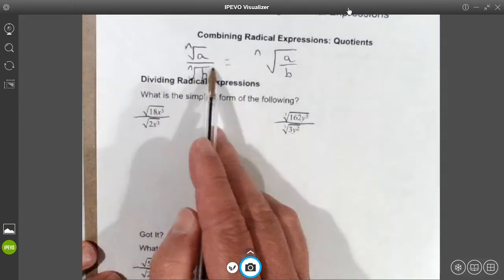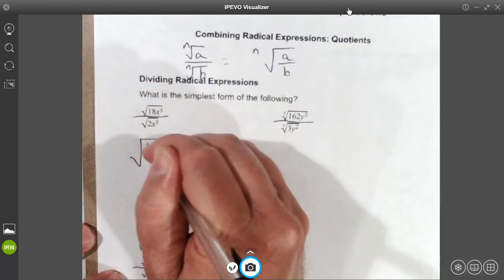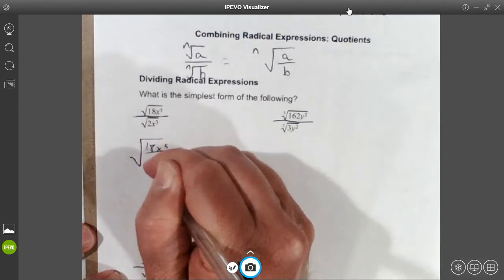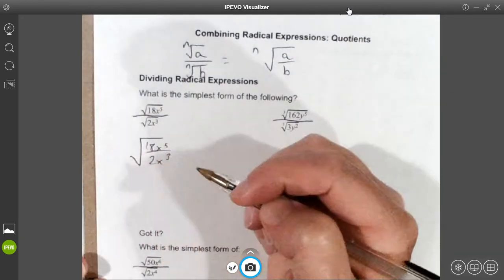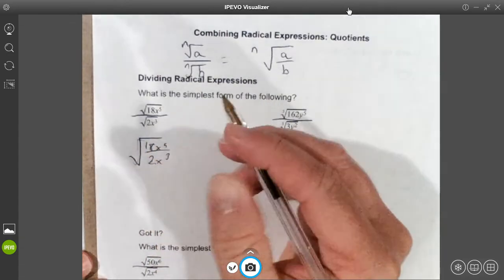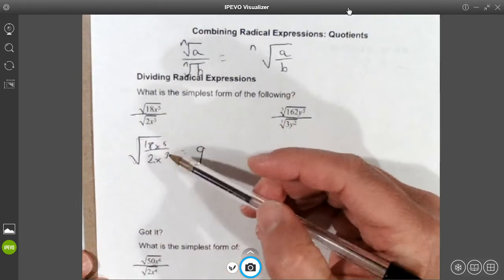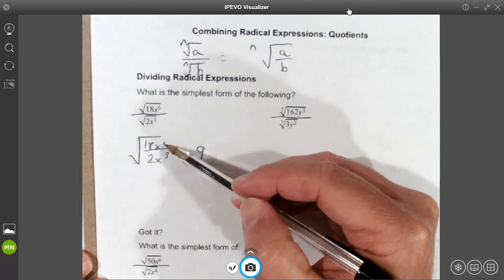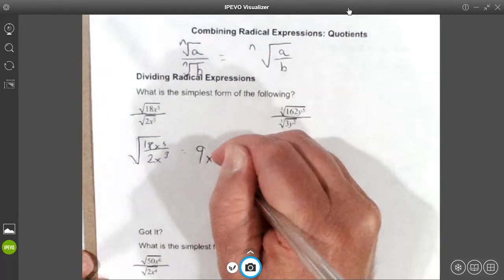What this property tells us is I can write this as one square root with a division problem inside. So I get the square root of 18x to the fifth over 2x cubed. Now, order of operations, this is like a grouping symbol, so I can do the stuff underneath it. I can do 18 divided by 2, that's 9. I can do x to the fifth divided by x cubed. Those properties of exponents that we looked at on page 360 say I can subtract these because they have the same base, so that'll be x squared.